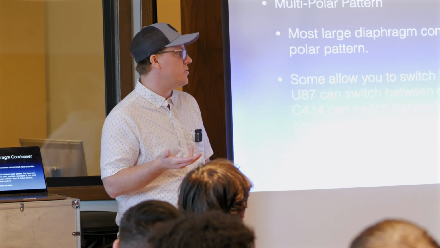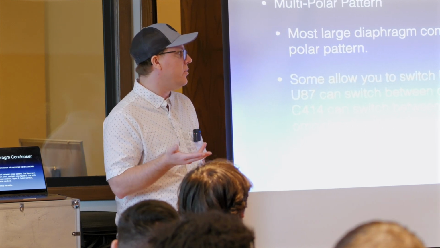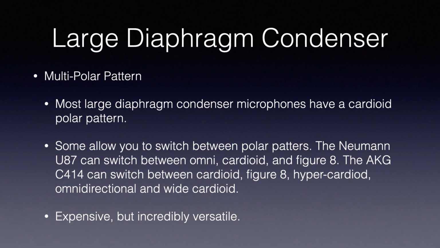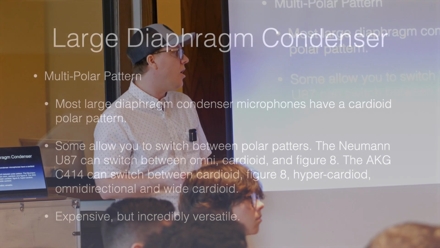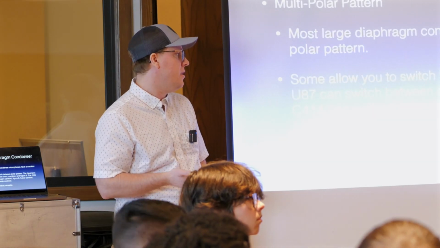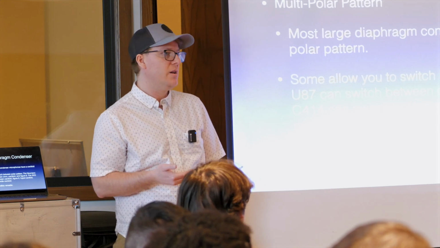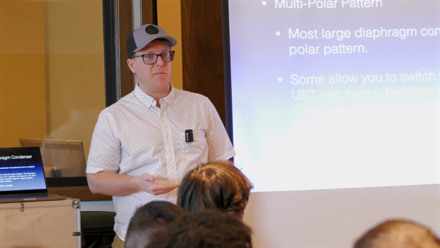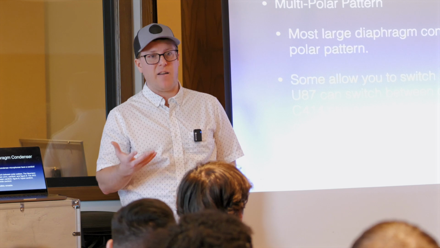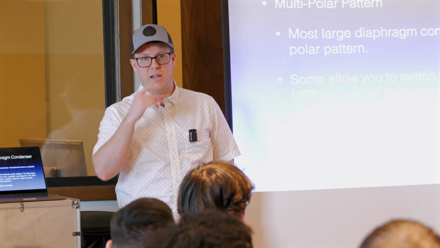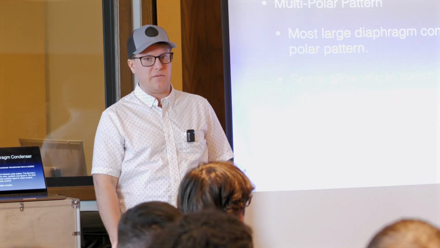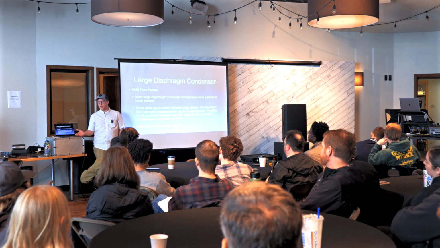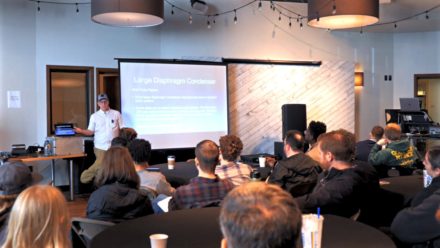But some allow you to switch between polar patterns. For example, the Neumann U87 can switch between omni, cardioid, and figure eight. The AKG C414, which are the two mics above the drum set over there, can switch between cardioid, figure eight, hypercardioid, omnidirectional, and wide cardioid. So they're pretty expensive microphones, but you're buying 5 microphones in one is the way I look at it. Super versatile microphones. You can use them for a lot of different things because you can switch the polar patterns on them.